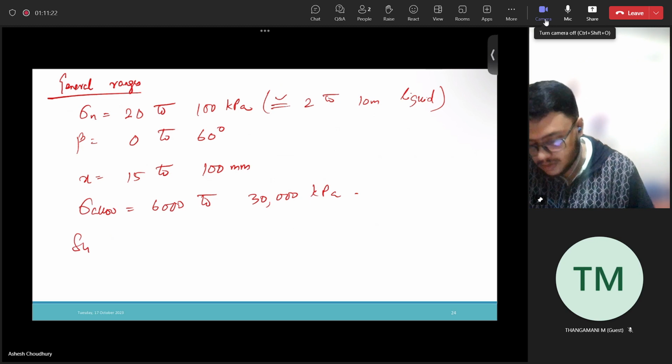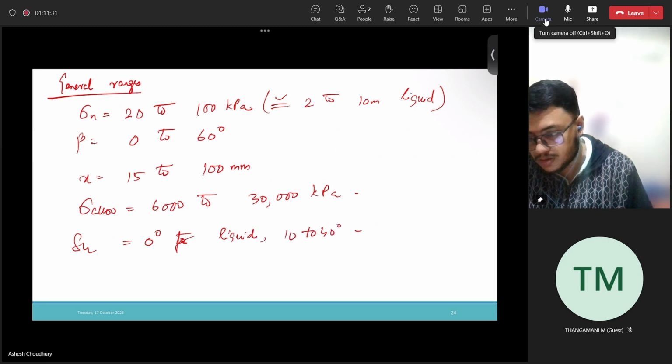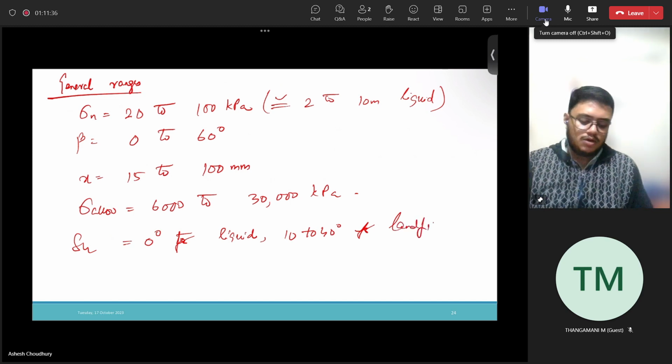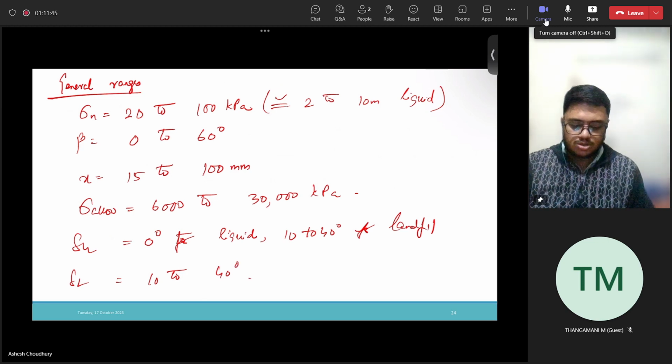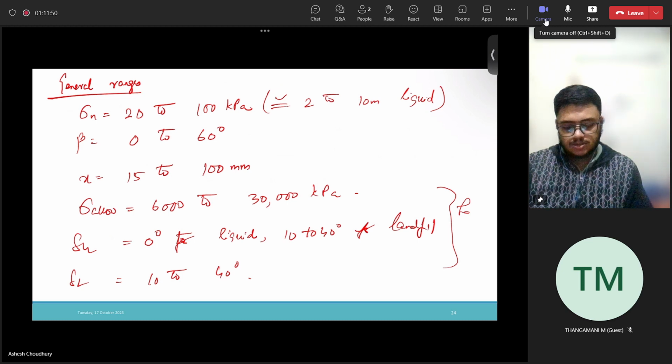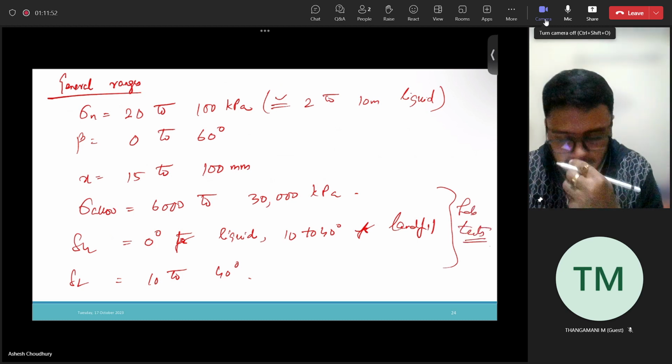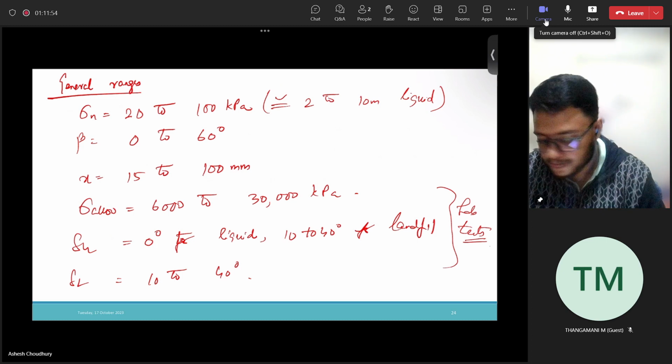kPa. Delta U equal to 0 for liquid, 10 to 40 degrees for landfill. Okay, for liquid containment it is 0, for landfill it is around 10 to 40 degrees. The lower one is 10 to 40 degrees. Okay, so these are to be determined from lab tests.